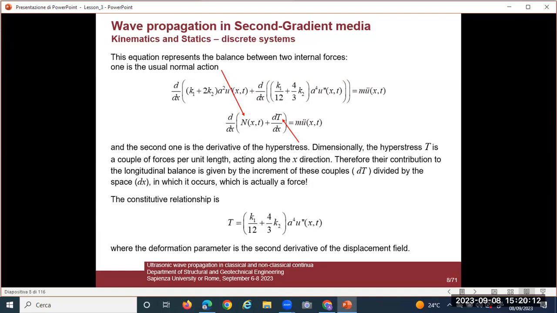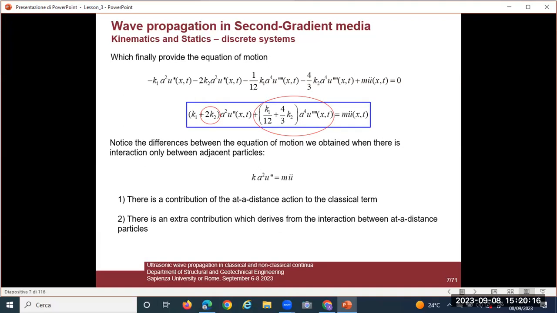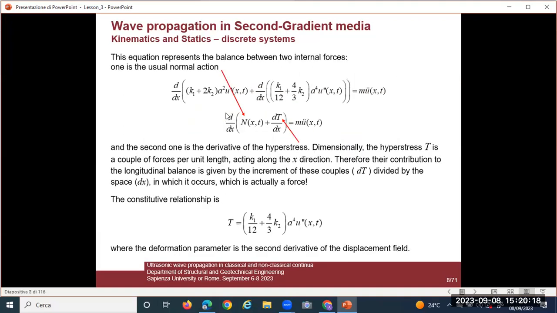Okay, the equation we wrote before, this one, represents, in fact, the balance between two internal forces.